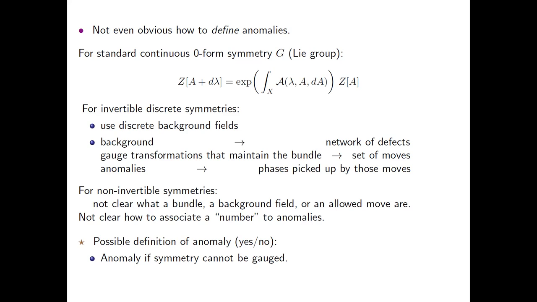And a possible definition that I will use, this is just a yes or no definition. It does not quantify the anomaly, but at least tries to answer the question whether there is an anomaly or not, is that there is an anomaly if the symmetry cannot be gauged. So this is a partial answer, does not quantify the anomalies, but is something that maybe is more within reach.